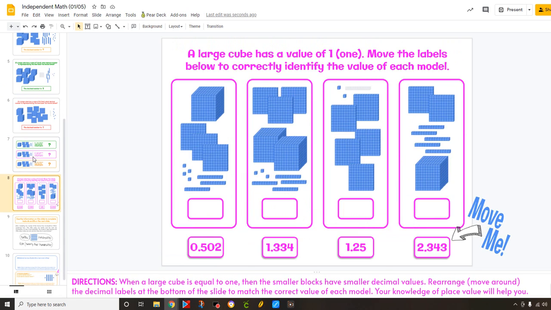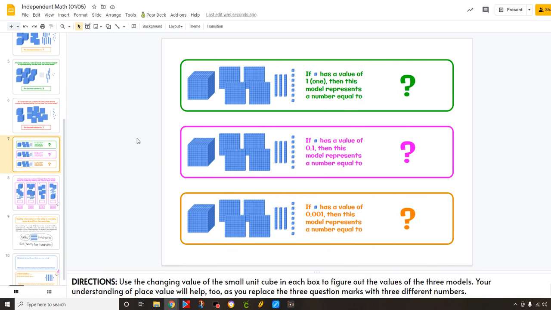These next two are a little bit different. This one again is based on modeling. So now they say if a little small cube has a value of 1, what would this number be worth? If a little small cube here is now a value of 1/10, if these are 1/10ths now, what would this number be? And then if these little cubes are now worth just 1,000th each, what would this number be? Okay, so you can see that these three models are all the same, but the values then change again.